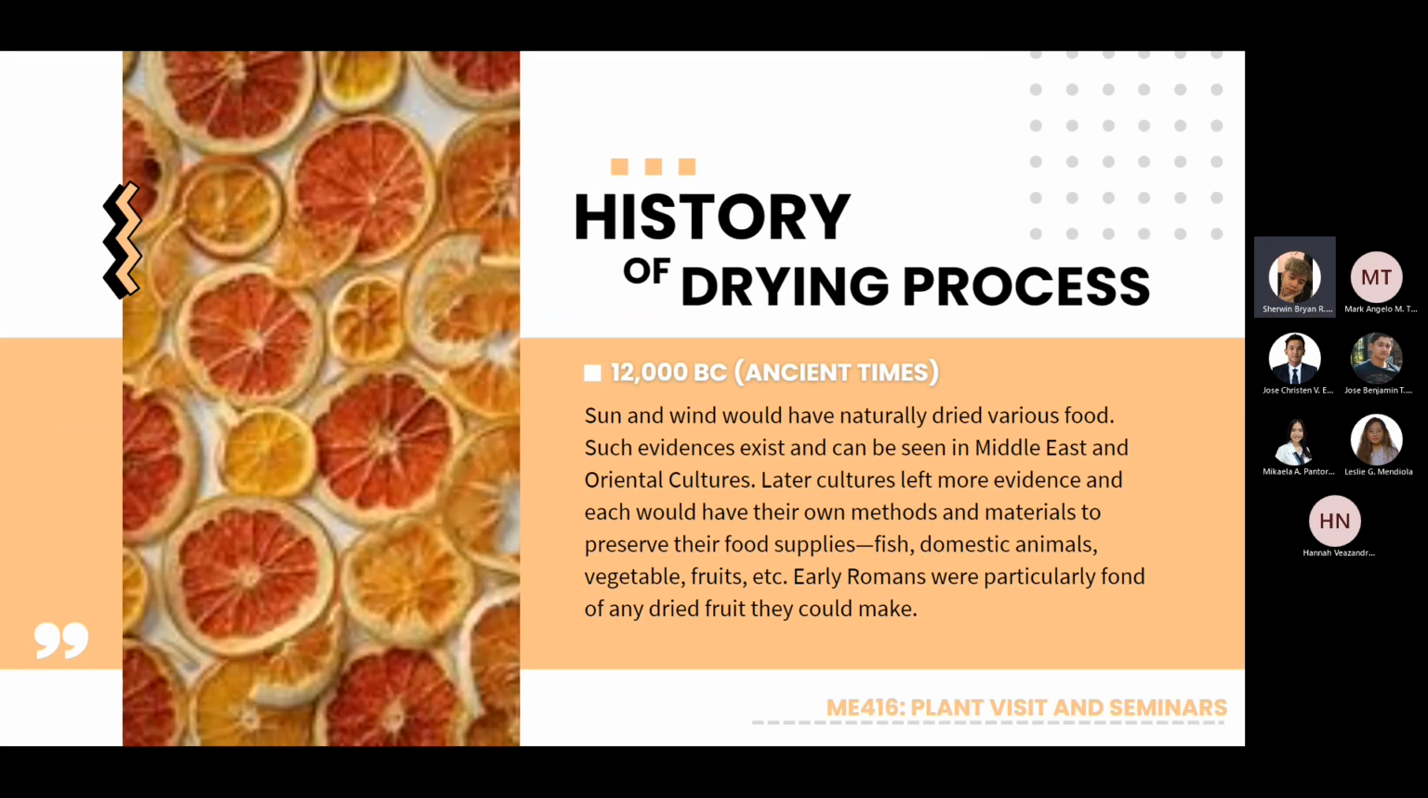Punta naman tayo sa history of drying processes. Nagsimula siya as early as 12,000 BC. Sun and wind would have naturally dried various food. Such evidences exist and can be seen in Middle East and Oriental cultures. Later cultures left more evidence, and each would have their own methods and materials to preserve their food supplies. Fish, domestic animals, vegetable, fruits, etc. Early Romans were particularly fond of any dried food they could make.